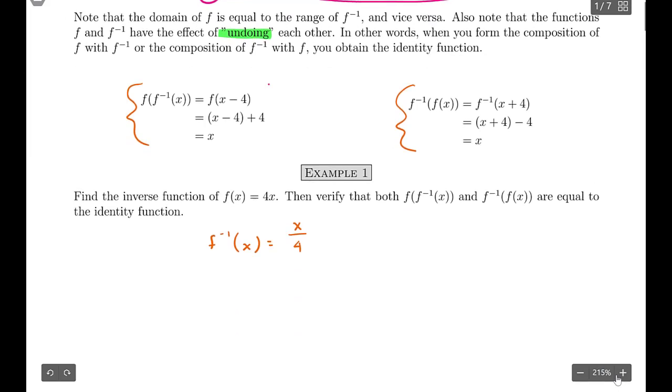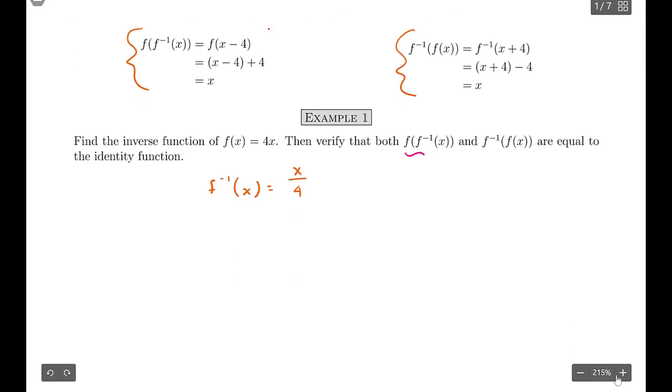So to see if these are in fact inverses of one another, we will do the composition. First we're going to do the function f composed with the inverse. So I'll do that here in the pink. It's f of f inverse of x. So our f of x is 4x, and our f inverse is x over 4. So what this is going to look like is 4 times x over 4. When we simplify that, we do get x. So in that direction, they are inverses of one another.